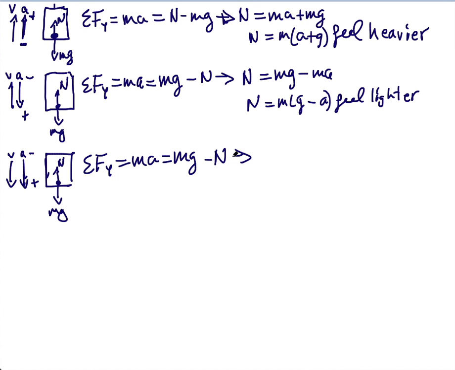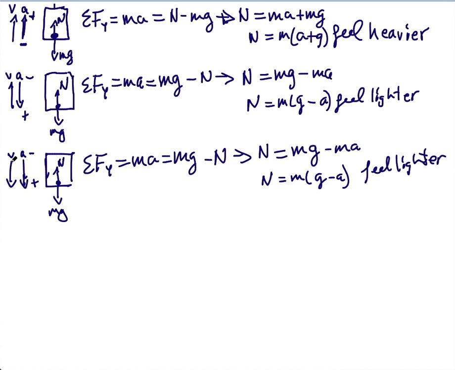So I'm going to solve for normal to the other side, and then that equals mg minus ma, and then we can factor out the mass, and that's m times g minus a. You still feel lighter. The reason is the floor is moving down and it's accelerating, which means for a very brief moment, it's accelerating faster than you are. And so, for just almost like half a second, the elevator pulls out from under your feet a little bit and you feel a little bit lighter.